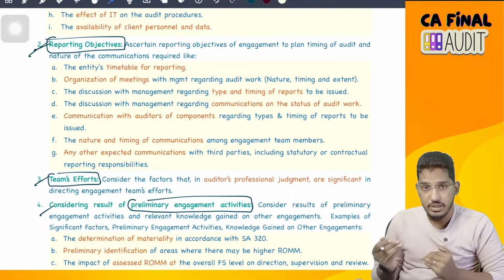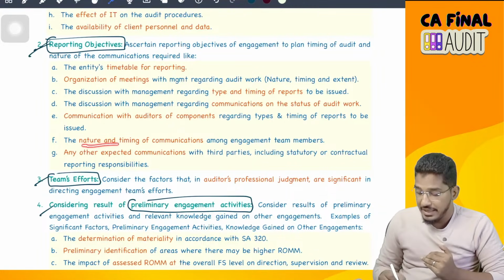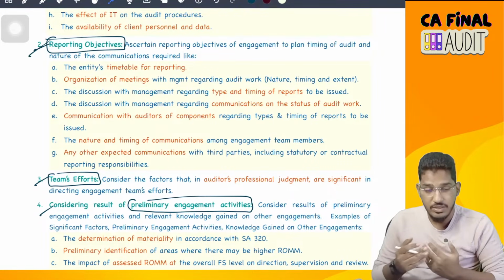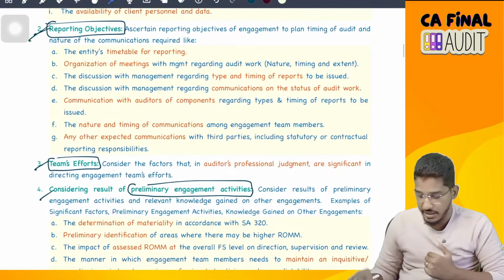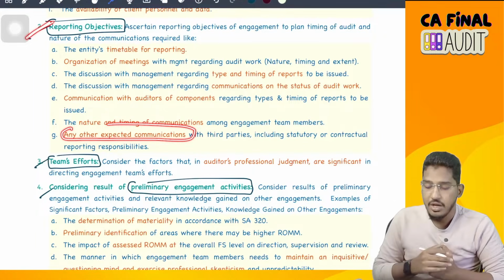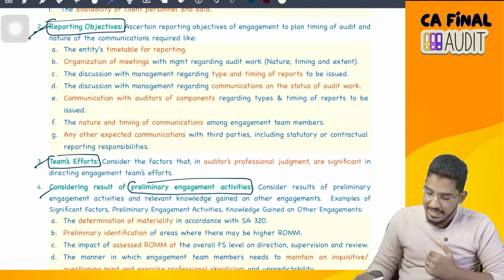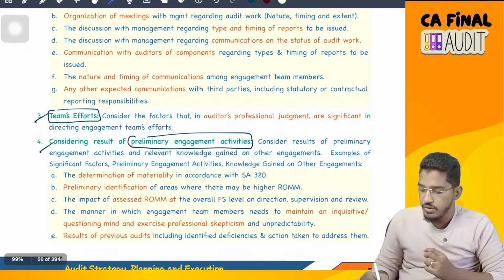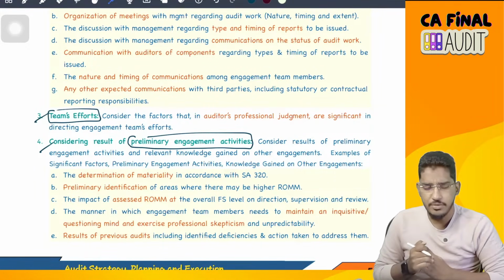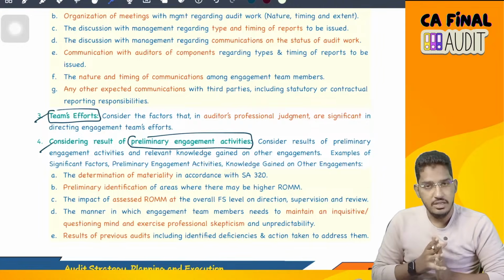As I've told, if there are other auditors, try to communicate with them. And nature, timing, and communication. What nature of communications are required? What is the timing? What is the expected time within which such communications are required, or any other expected communication? So basically, you are required to consider all those reporting objectives. And then they say team's efforts, not just the above. If you consider any other factor which you feel in your professional judgment as significant, consider those factors also.